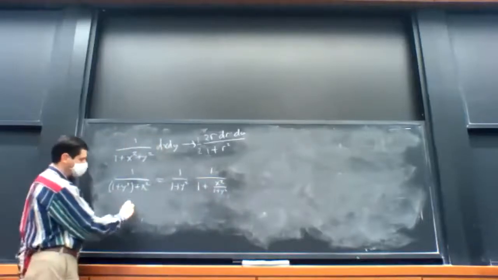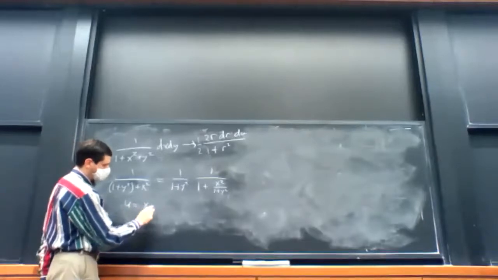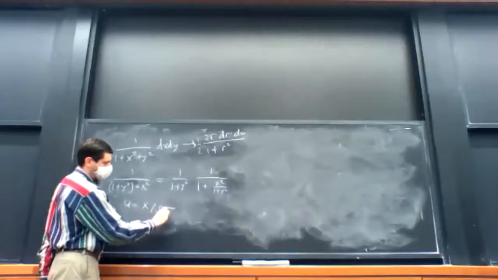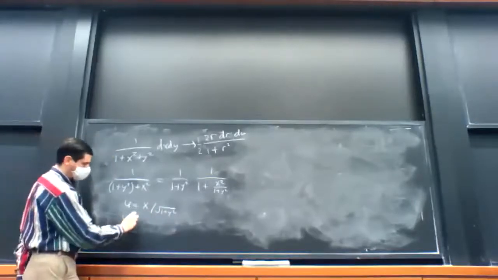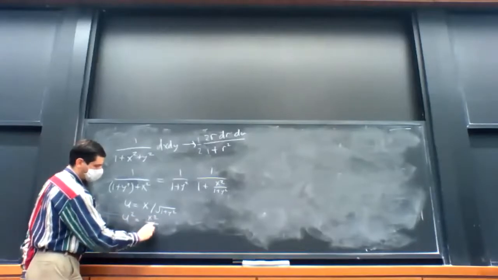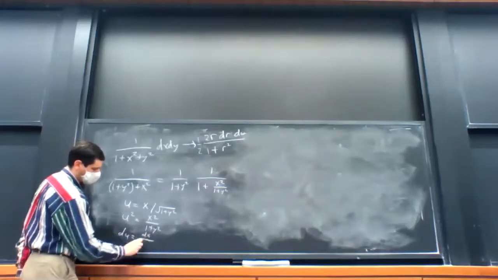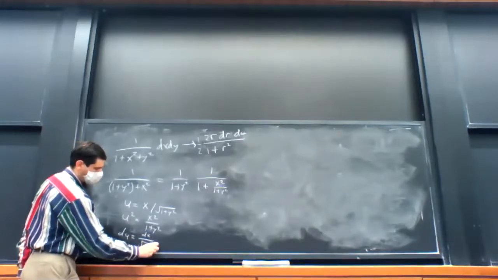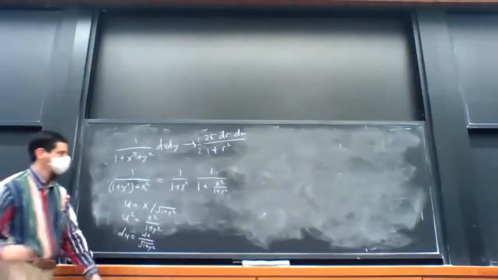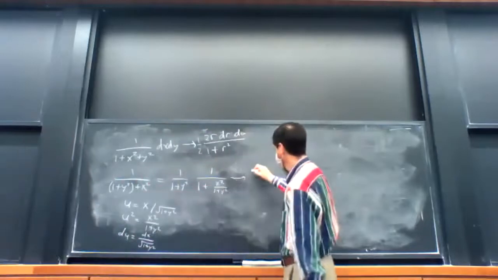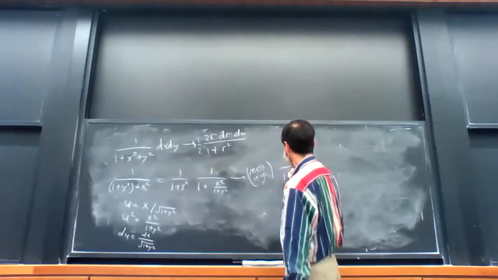I could let u equal x divided by the square root of 1 plus y squared. Then u squared would be x squared over 1 plus y squared. du would be dx over the square root of 1 plus y squared. And because y is a constant, this would shift to a mess in y times 1 over 1 plus u squared.